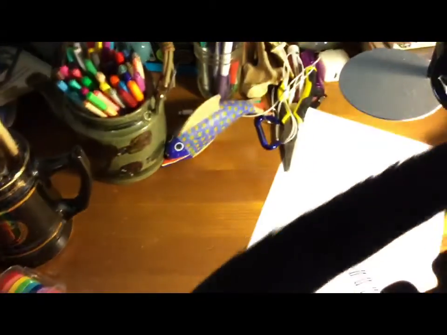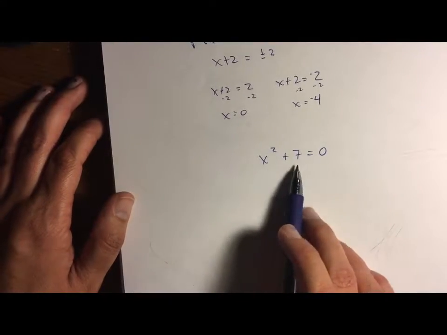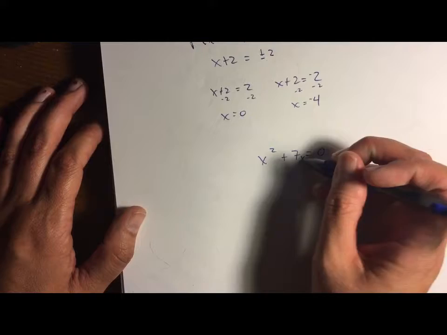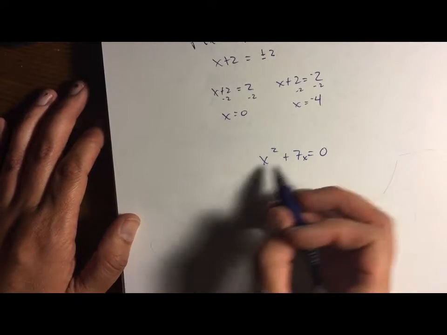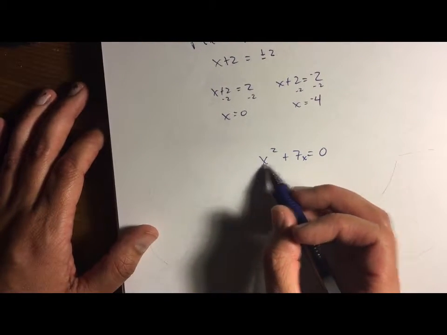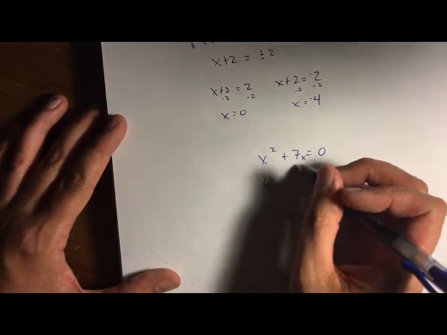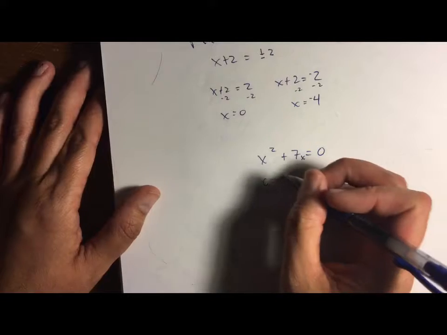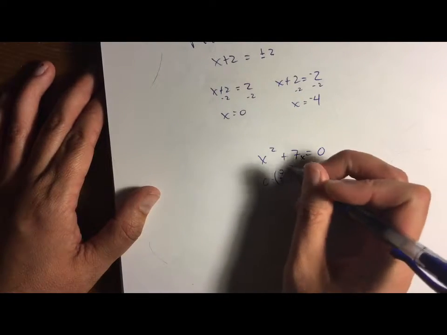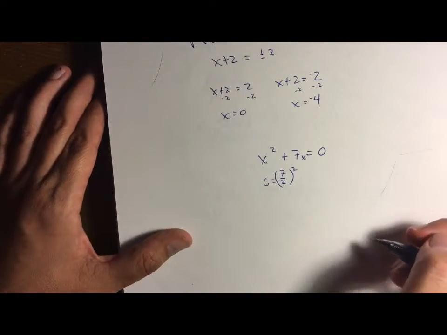All right, let me find you another problem. Look at x squared plus 7x equals 0. Let's not even solve for x. Let's just figure out how you would complete the square here. So C, what we're looking for, is 7 divided by 2 squared, which is a gross number, but it's fine.